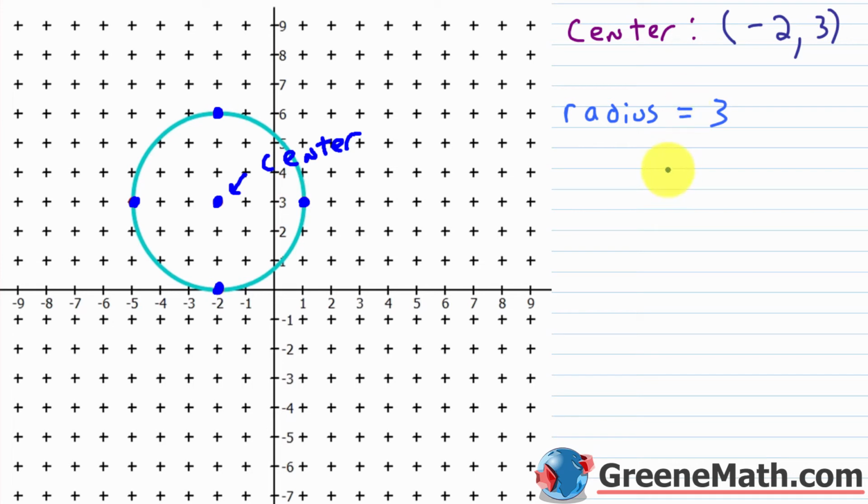Let me just change colors here, and I will, again, attempt to draw the circle. I'm just going to connect those 4 outer points with a smooth curve. All right, so there is our circle.